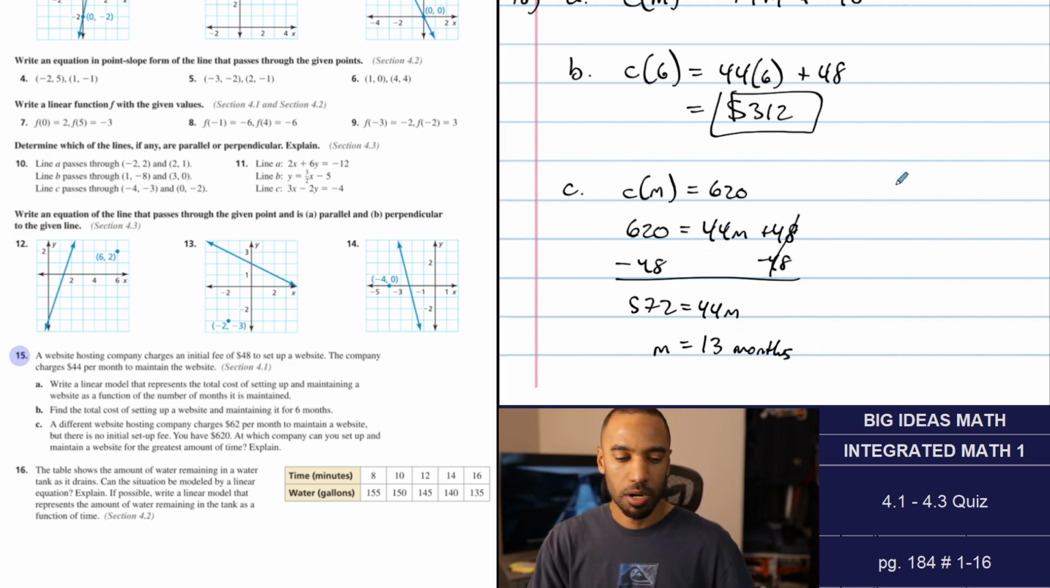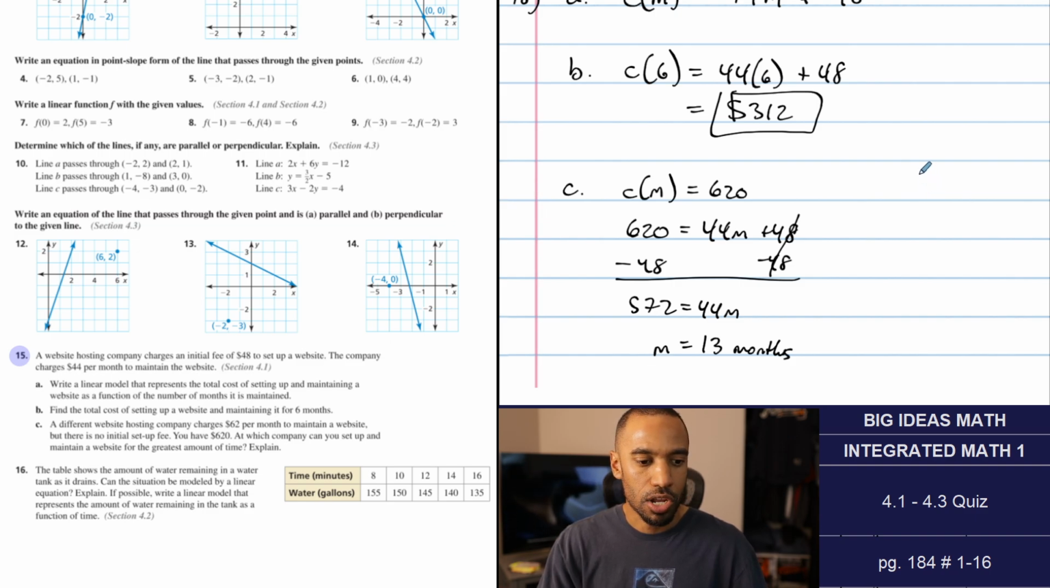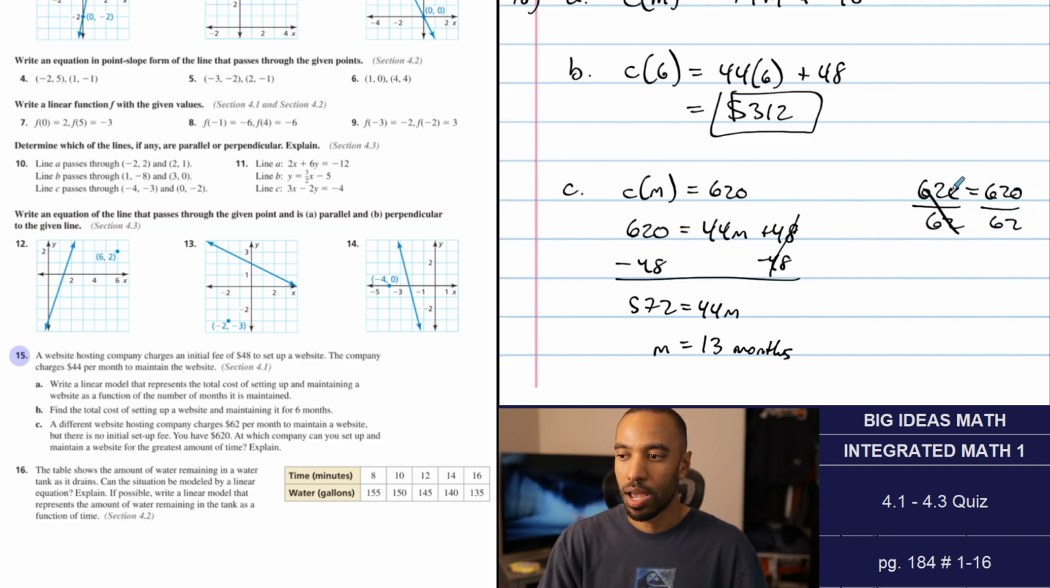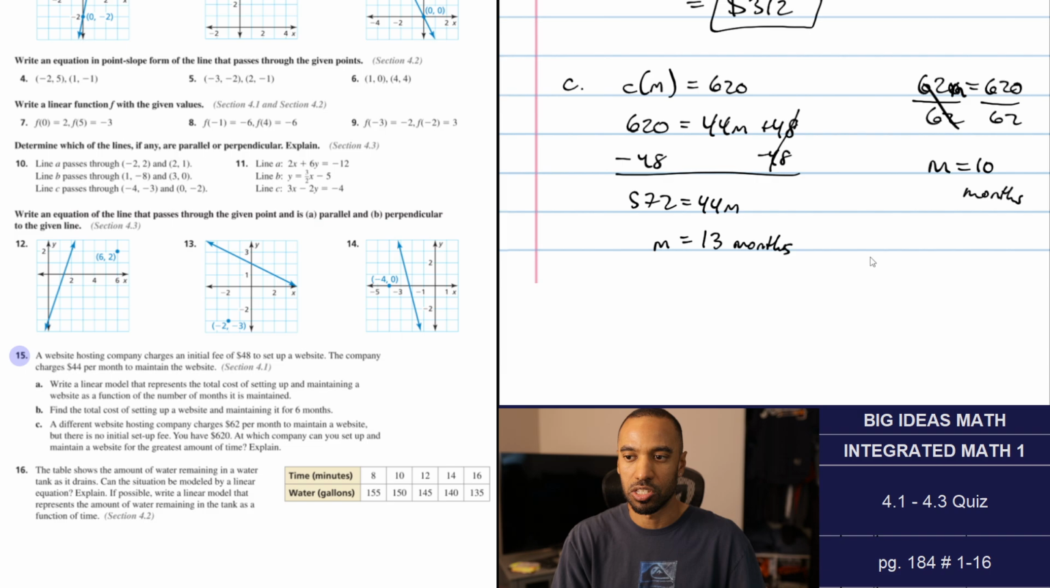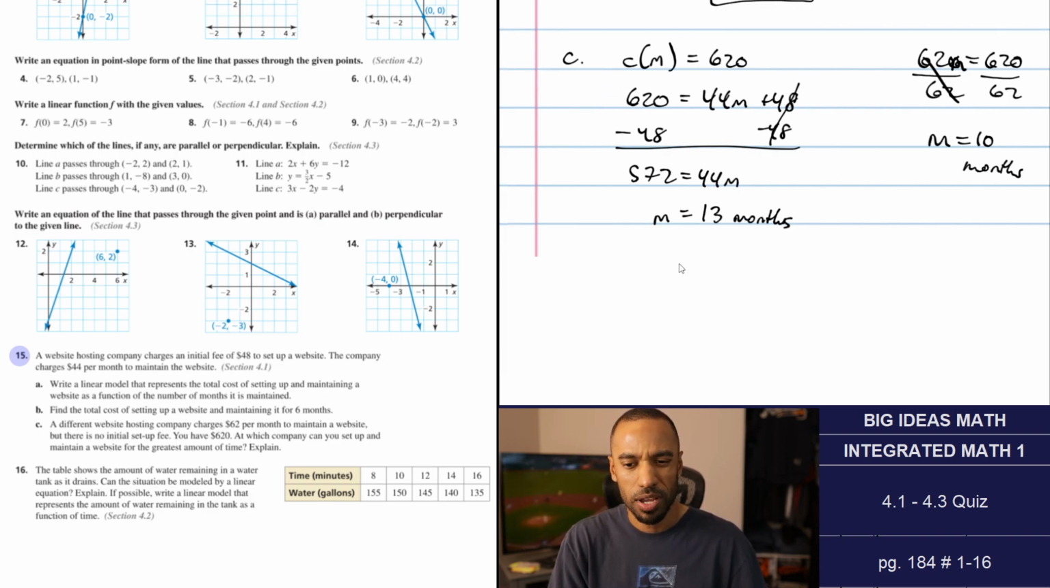Okay, now the other one. They said there's no initial setup fee, so I have another one that's like 62X equals 620. And divide that by 62. That'll be X equals 10. Actually, I should say M still. 62 times M is 620. So that is M equals 10 months. So in comparison, you get much more bang for your buck with the $620. Greatest amount of time is the first equation, the original equation.